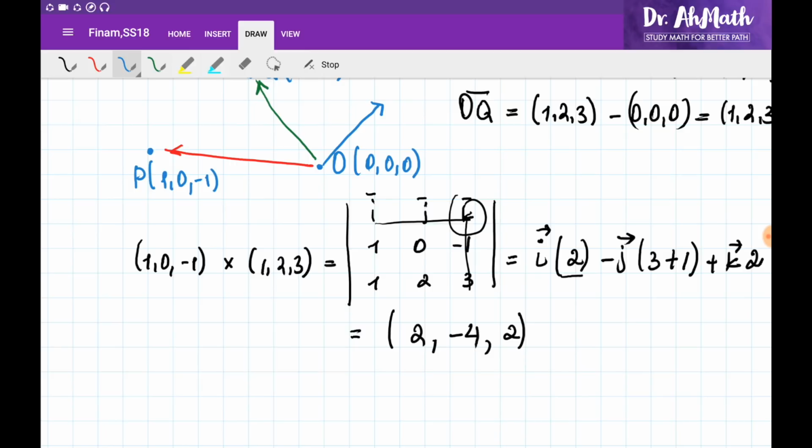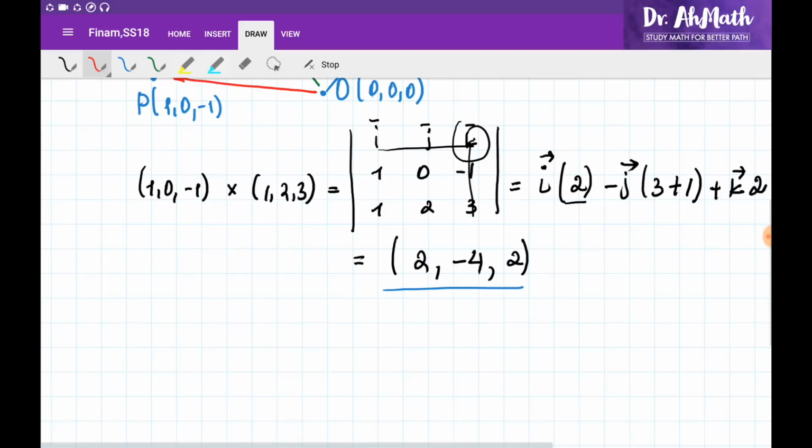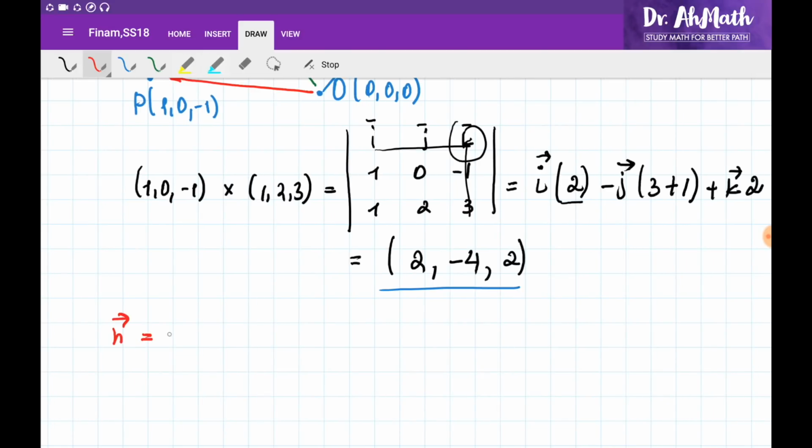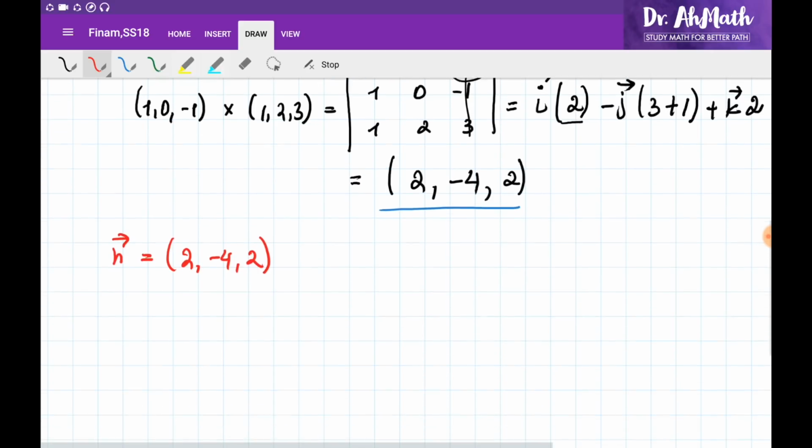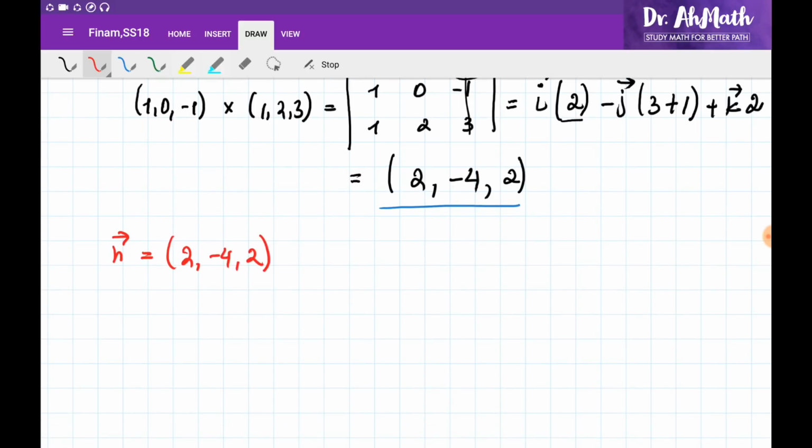So if you've got a plane, we can construct the plane through the two vectors. And if there is a vector which is going to be perpendicular to these two vectors, it's going to be perpendicular to all the vectors in the plane. It means that this is the normal vector of the plane. So the normal vector of the plane has the following components, 2, -4, and 2. And using the normal vector, we can construct the equation of the plane.